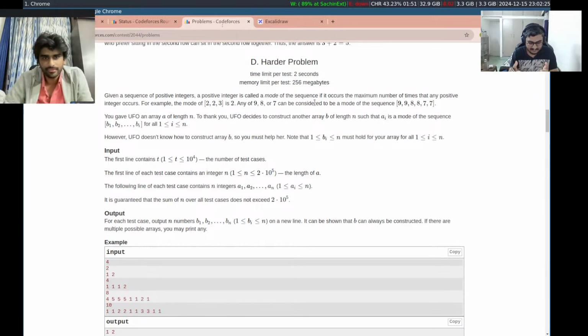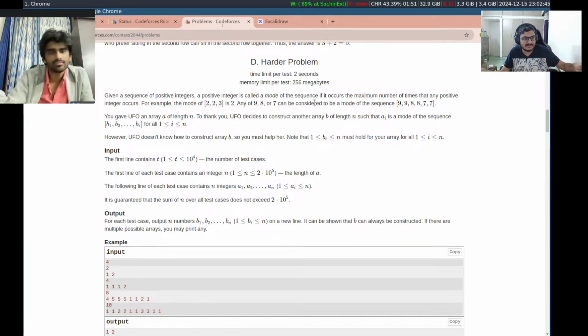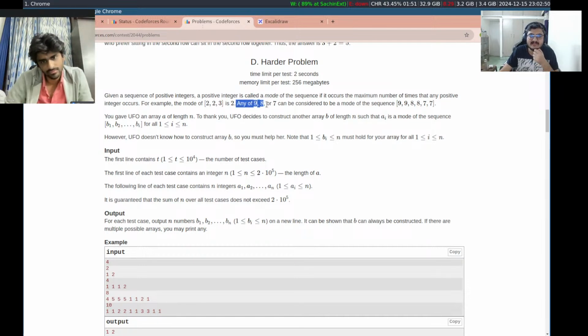So I think let's probably look at it this way. Let's say we have constructed some array, and this array has some mod to it. And if we add one more element to it, either the number of times that an element appears should be equal to the maximum frequency of any element so far, or it should be more than that. And now the most important hint I think is any of them can be considered mod of this sequence. This was one hint.